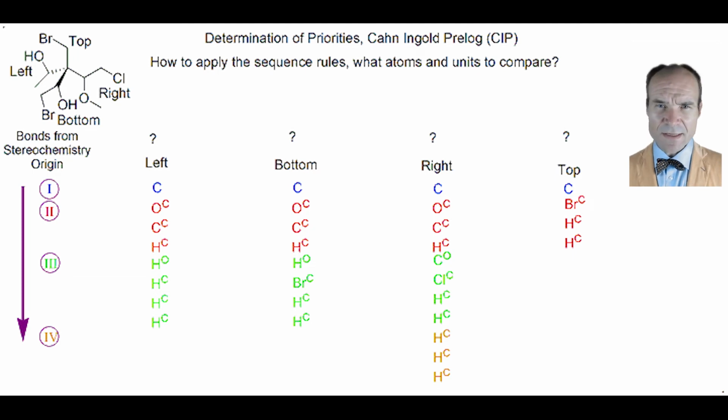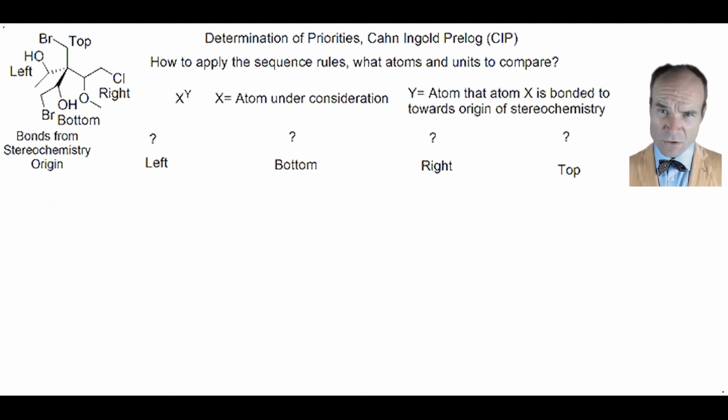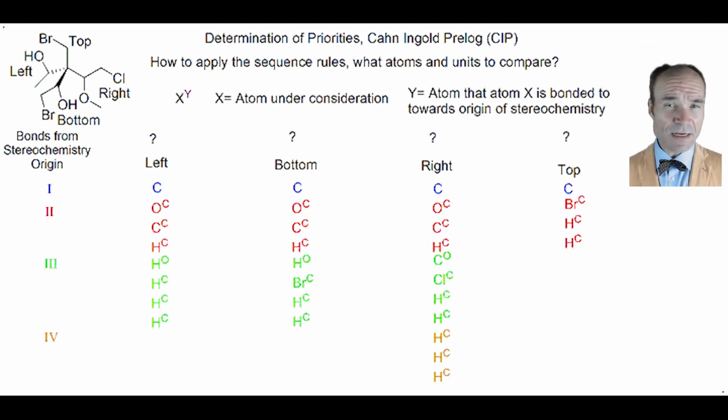The next factor is, from our atom or unit under consideration, the priority of the atom or unit 1 bond closer to the origin. Here it's marked as Y in superscript, and in the table an example would be this hydrogen being considered before the bromine because towards the origin the hydrogen is attached to an oxygen and the bromo group is attached to a carbon, with oxygen having a higher priority here due to its larger atomic number compared to carbon.